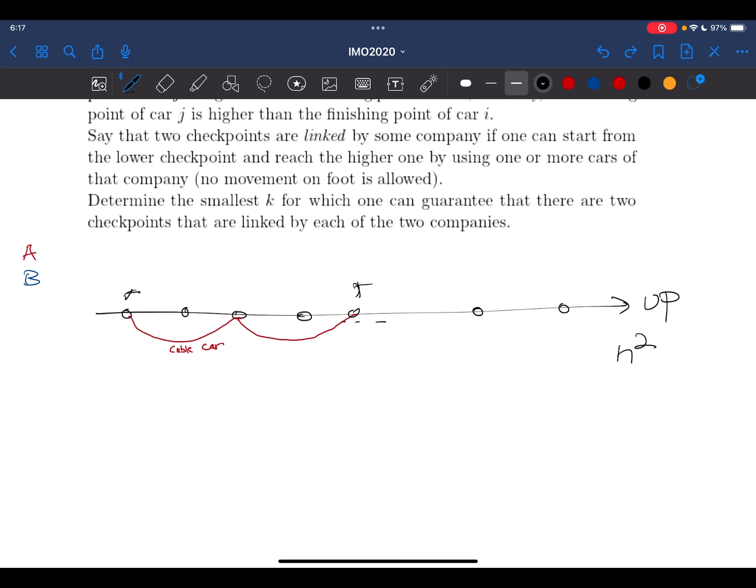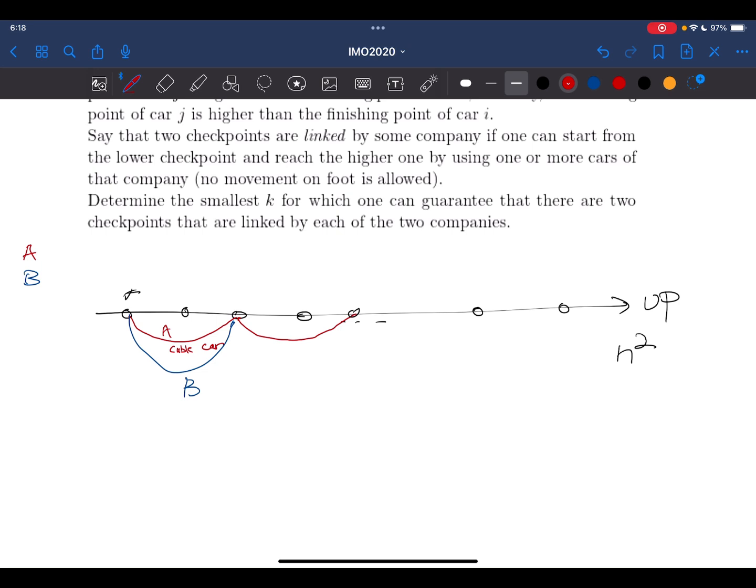And the same story for company B. And these two companies operate in parallel. So it's not like, if I have a cable car from company A here, that means I can't have the same cable car for company B. So this is B, and the red one is A, right? It's quite possible that two checkpoints are linked by both companies. Okay.